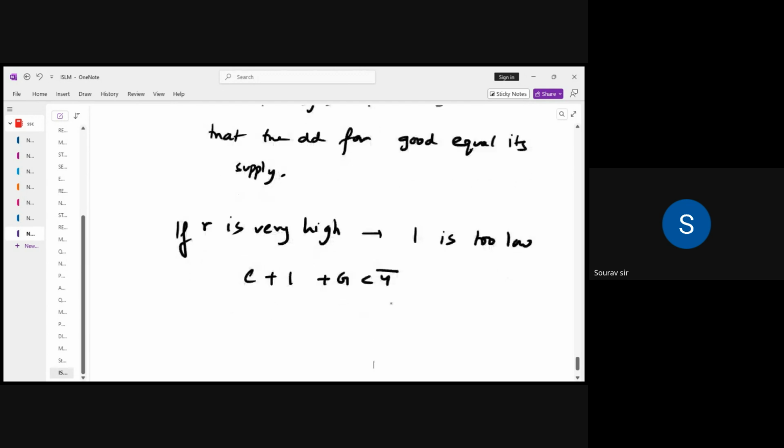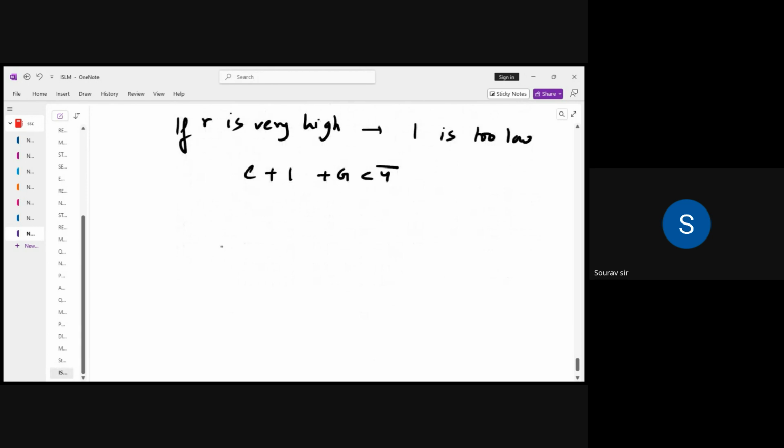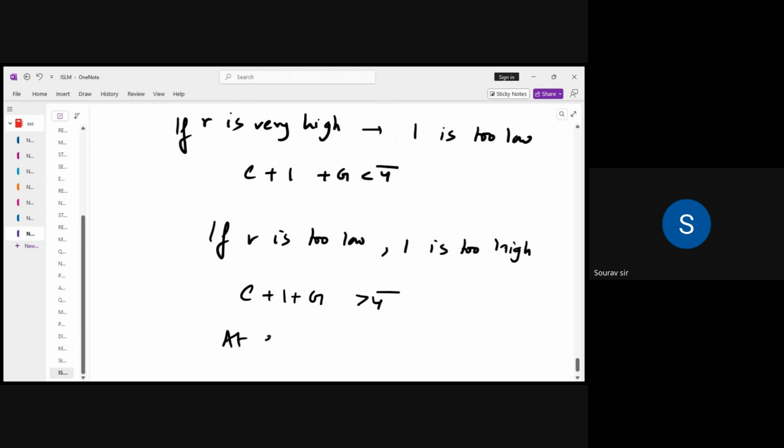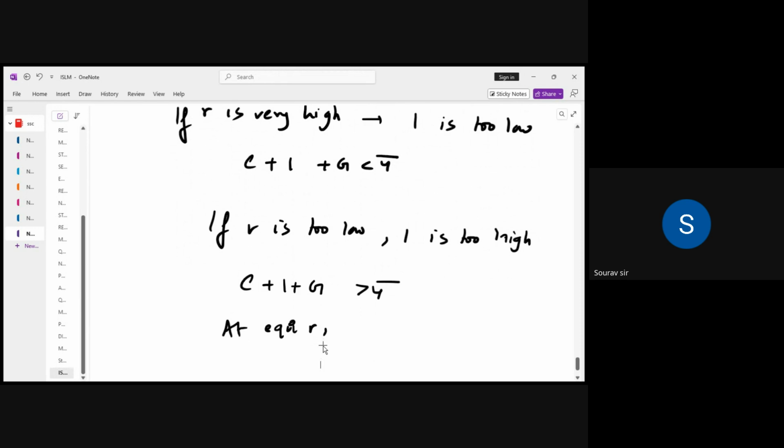If R is too low, then I is too high. So then C plus I plus G will be greater than Y bar. And at equilibrium R, what is happening? C plus I plus G is equal to Y bar.